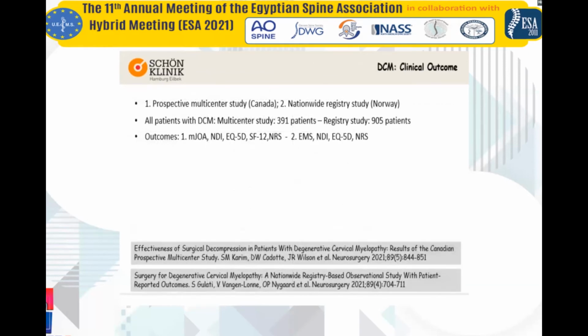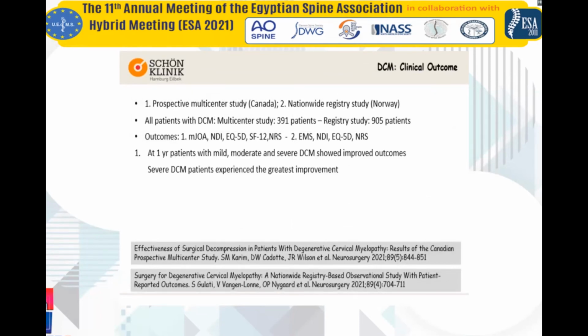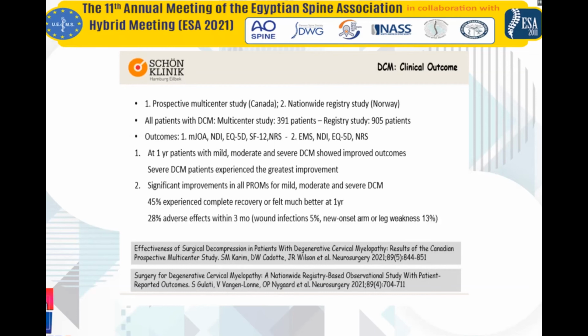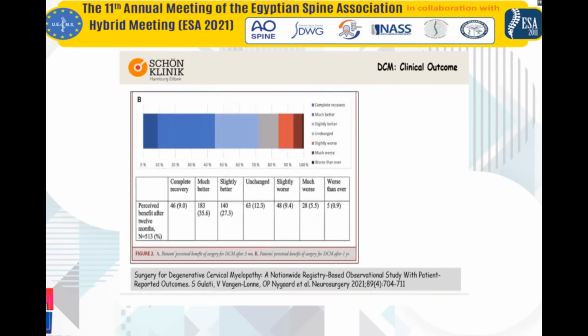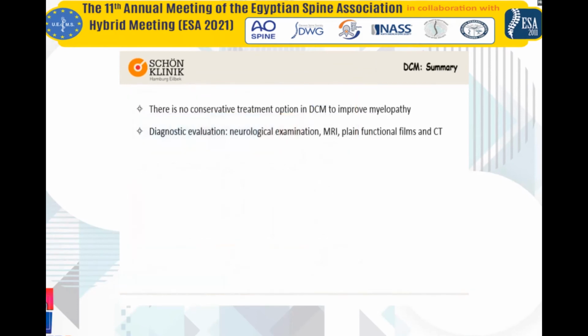So when we look at the outcome, there were 2 clinical studies just recently published from Canada and from Norway. They looked at the patients with mild, moderate and severe symptoms, and they all showed improvement outcomes. Significant improvement was also seen for the PROMs. 45% experienced complete recovery, and they found 28% adverse effects within 3 months. This is a figure from the Norwegian study, and you can see here that a lot of patients, more than 70%, were improved by the outcomes due to surgery.